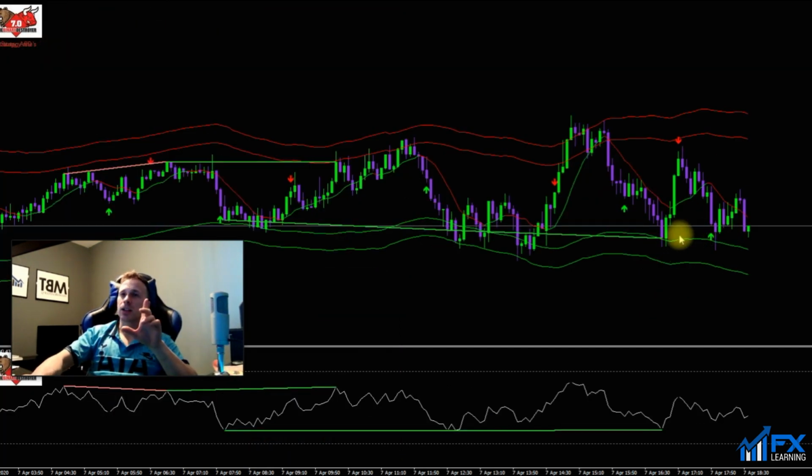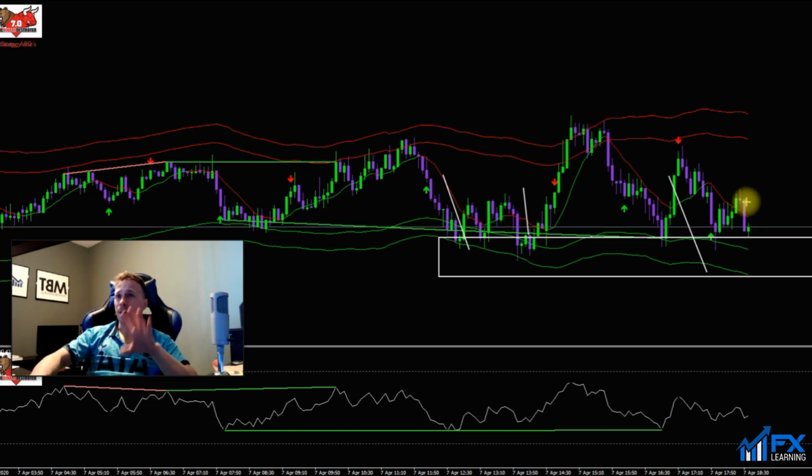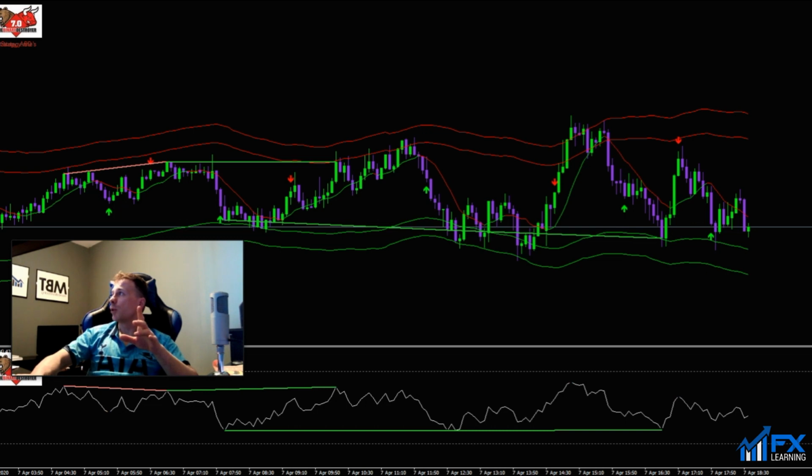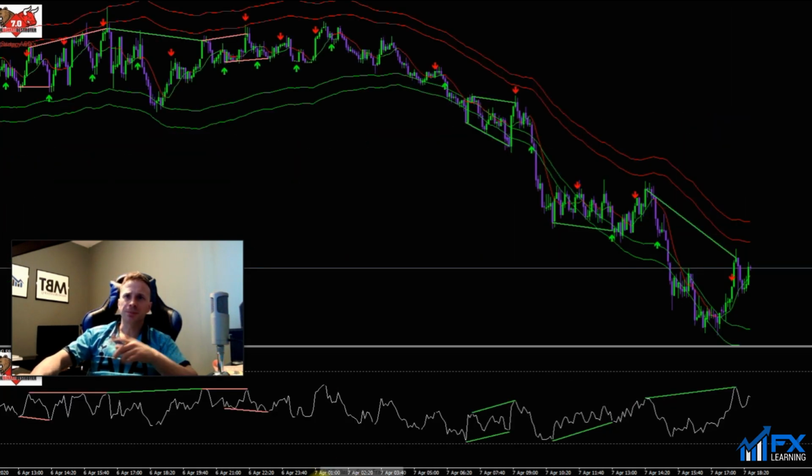GBPCAD looks like we're at a resistance area. If I just draw this area, can you see this? This area of support, a bounce, a bounce, a bounce. If I bring it up here, look at this, you've got a bounce here, a bounce here, a bounce here. That would be a good possibility to buy, but I'm not going to just yet. I want to see what EURUSD is doing. And my final currency pair is USDCHF.